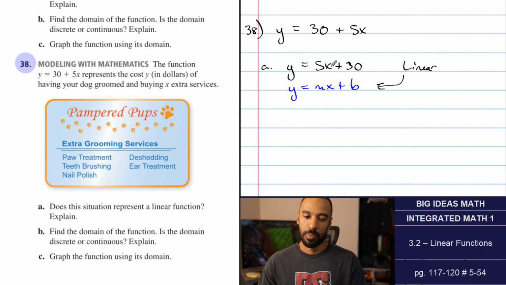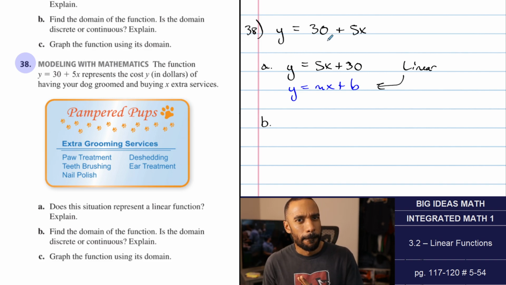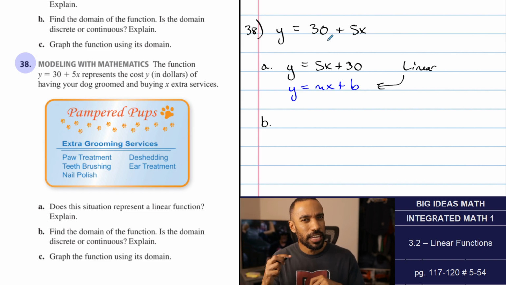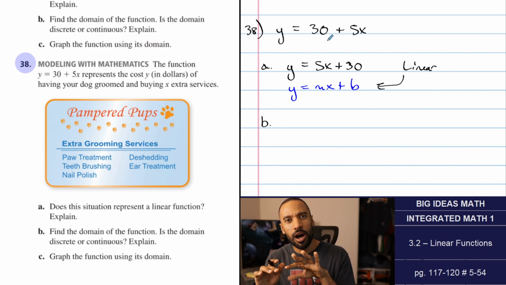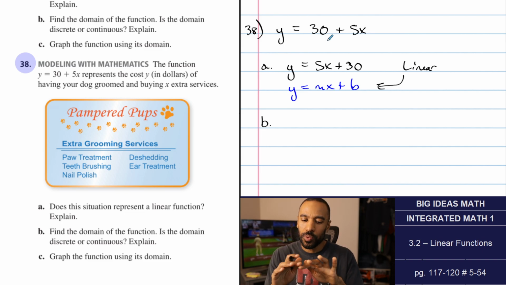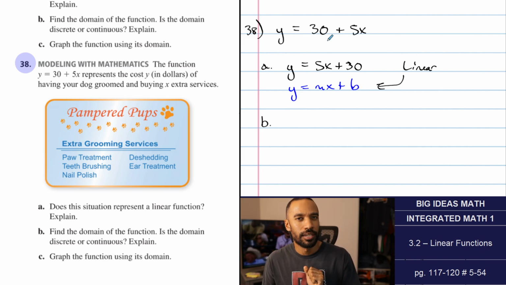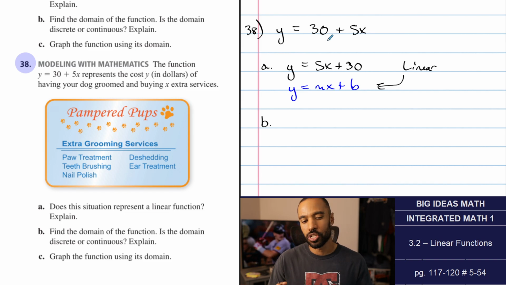Part B. Find the domain of the function. Is the domain discrete or continuous? Explain. Well, you won't have half of a service. Can you only treat one of the ears? Can you only treat half of each ear? Can I just pay $2.50 for that? Can you just get this one nail polish? No, hold on. What's the thing that the kids do these days? These 3 nails polished, but not that one. And I only pay $4 instead of $5. Can we have that? No. You either get the service or you don't.